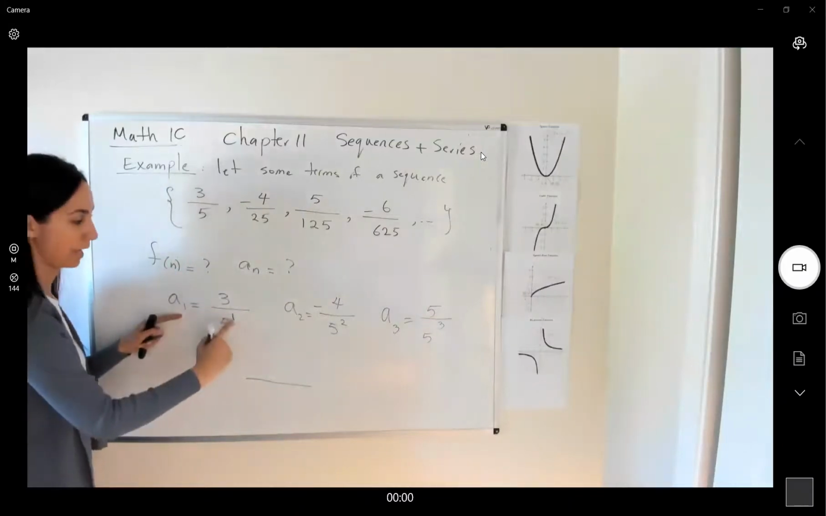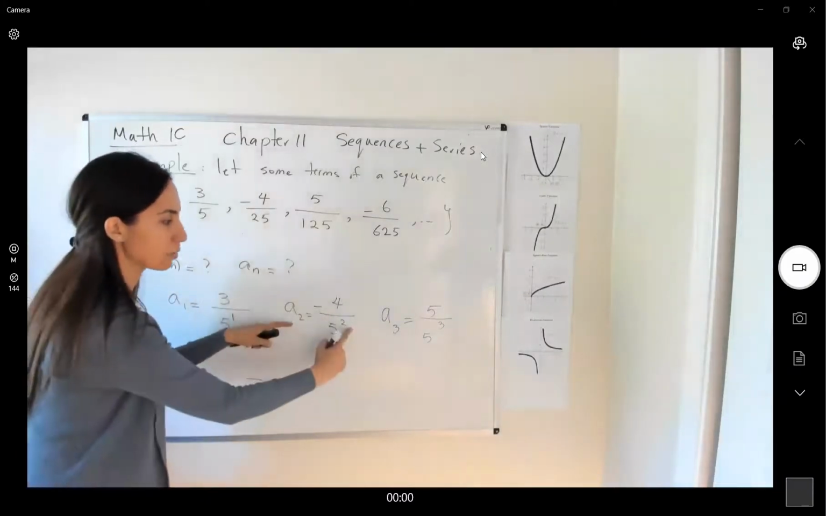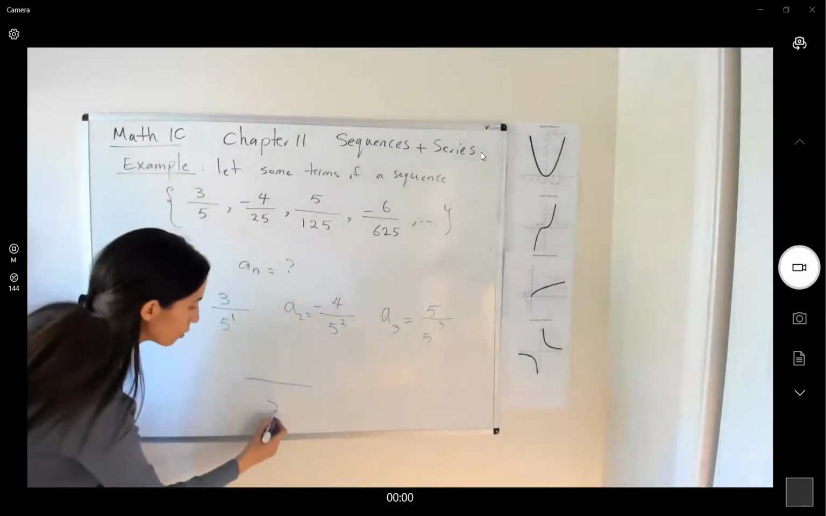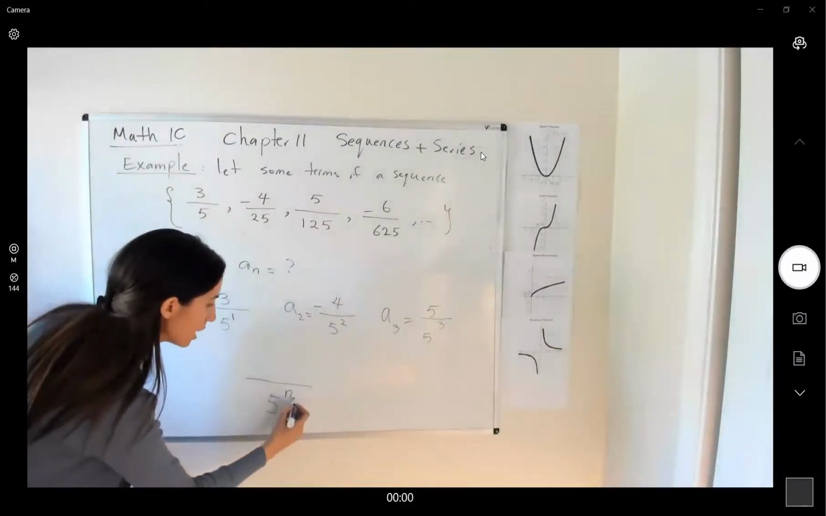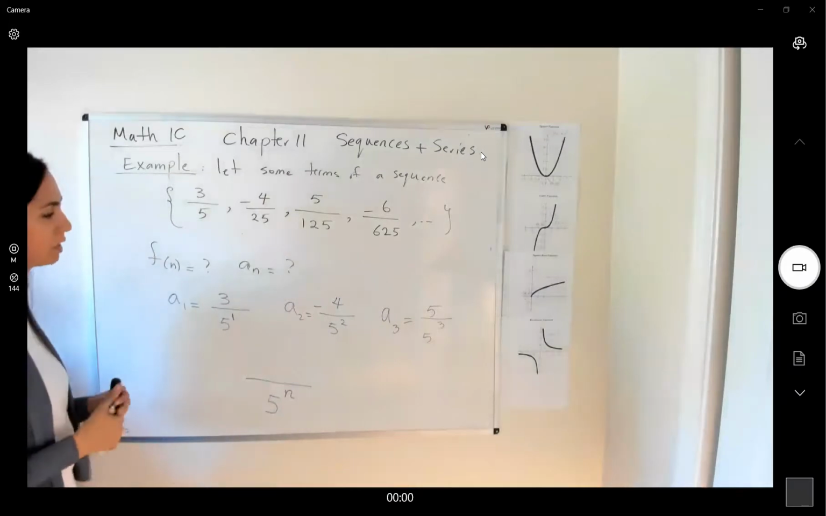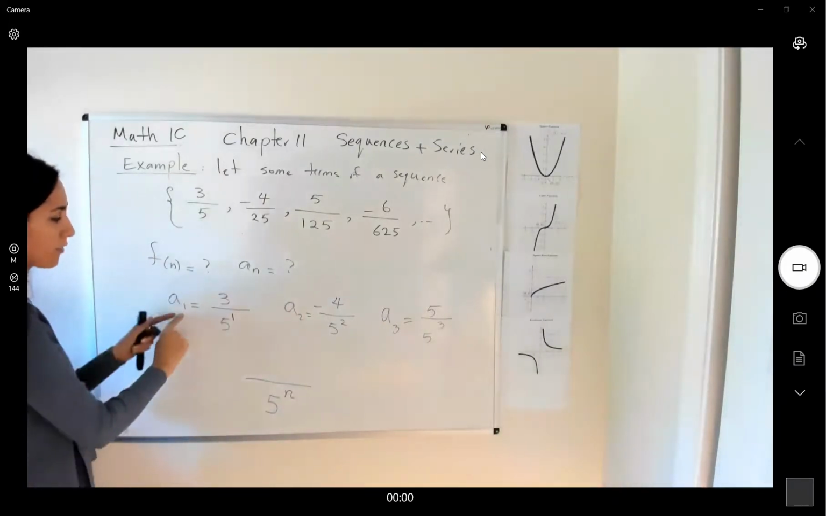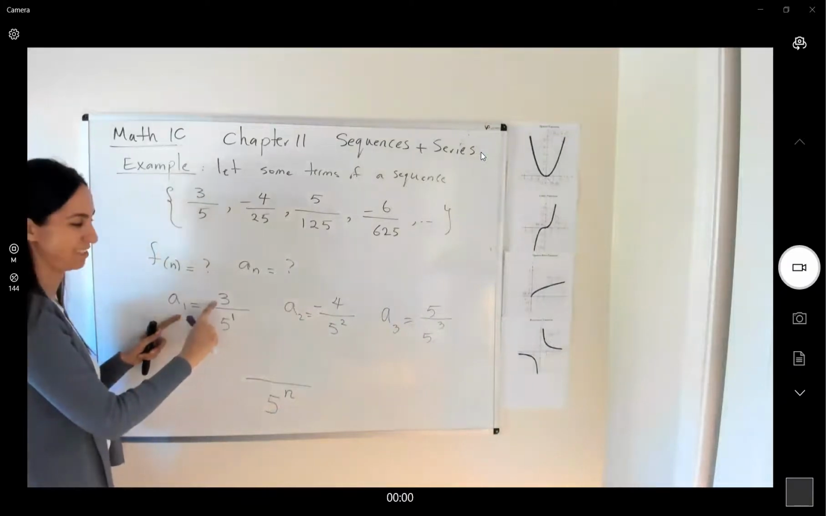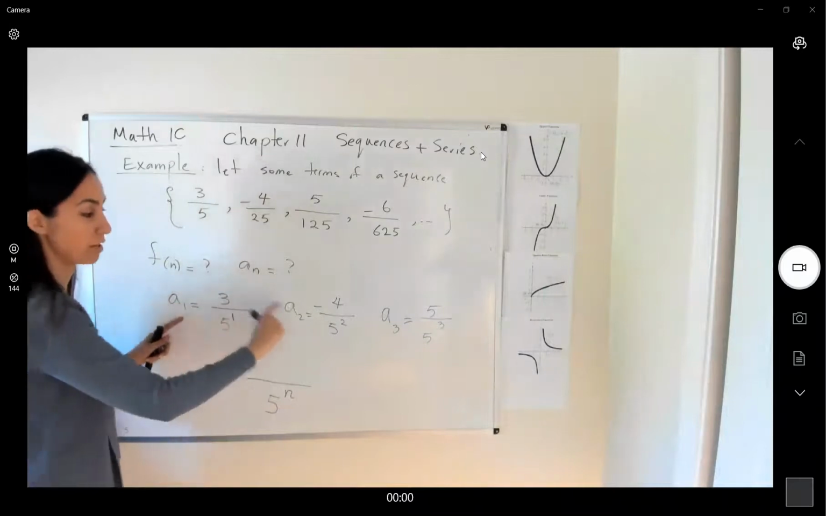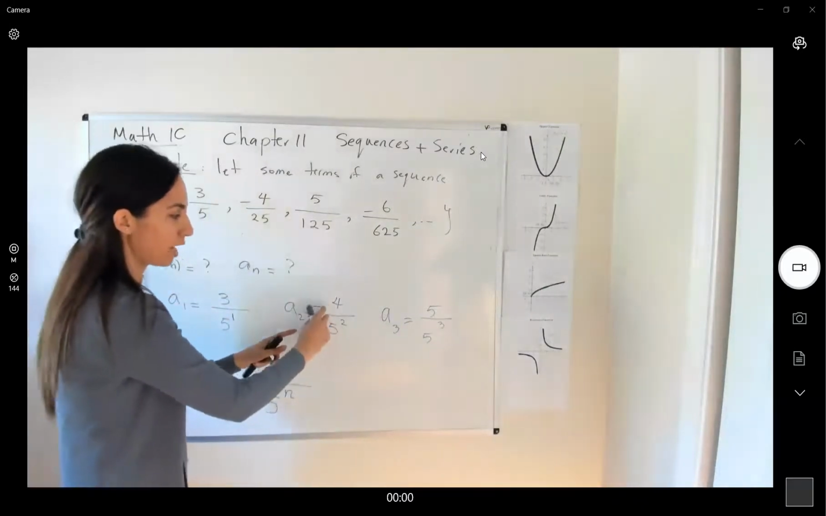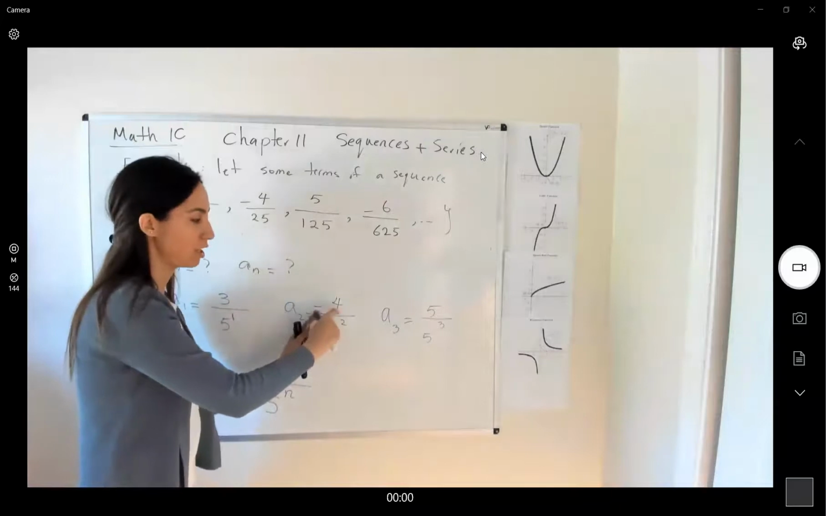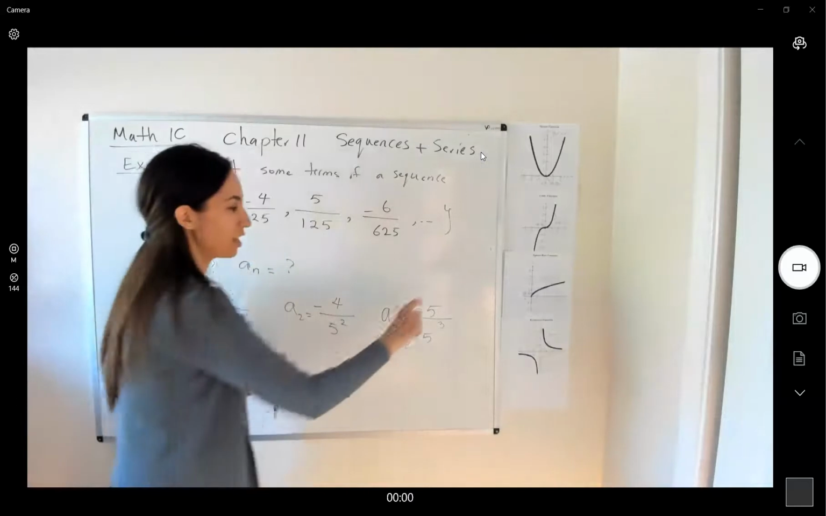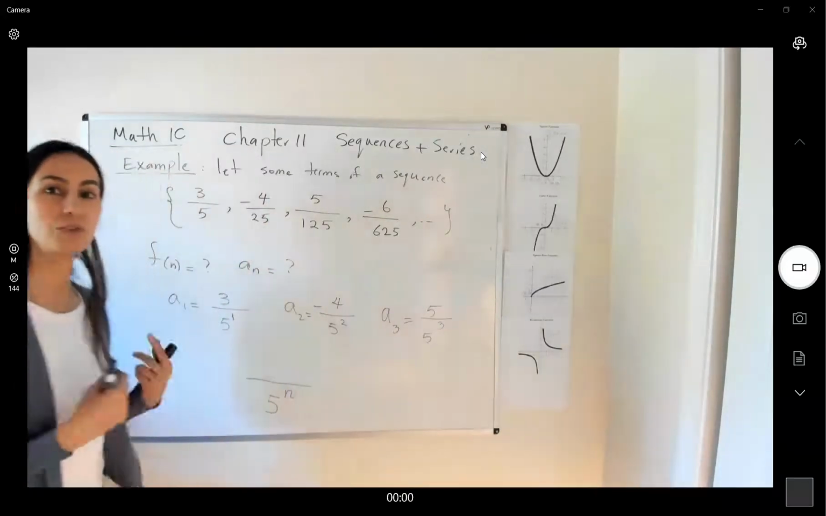Index is 1, exponent is 1. Index is 2, exponent is 2. Index is 3, exponent is 3. So on the denominator, you have 5 raised to the n. Very well. If n is equal to 1, you have 3. If n is equal to 2, for a moment, forget about this negative sign, you have 4. If n is equal to 3, your numerator is equal to 5.